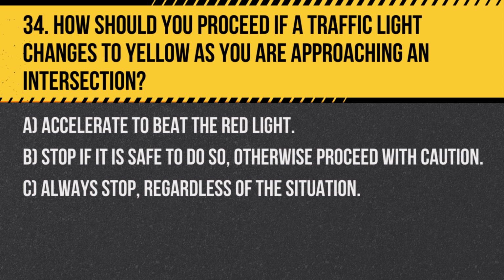Question 34. How should you proceed if a traffic light changes to yellow as you are approaching an intersection? A. Accelerate to beat the red light. B. Stop if it is safe to do so, otherwise proceed with caution. C. Always stop, regardless of the situation. Answer B. Stop if it is safe to do so, otherwise proceed with caution. Yellow lights are a warning that the light will soon turn red.